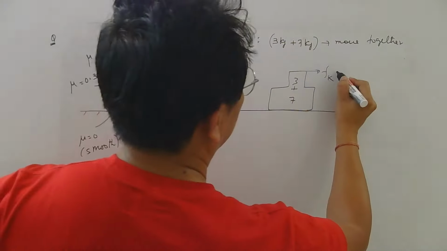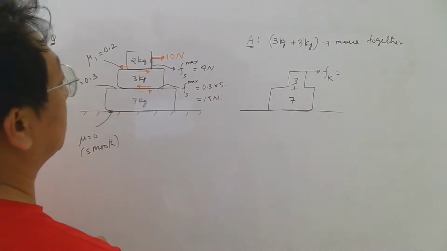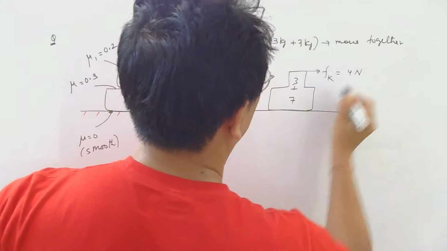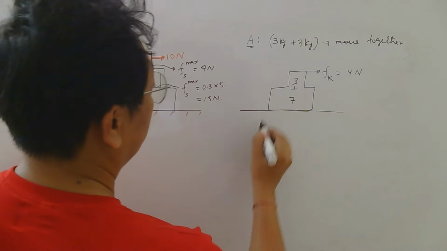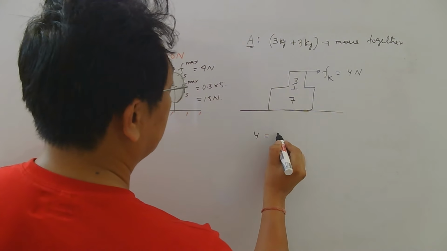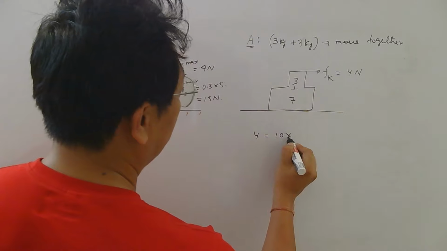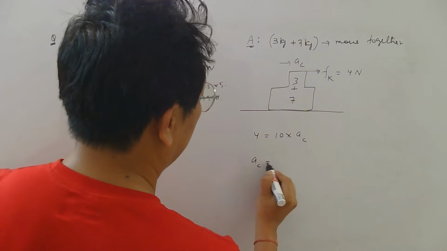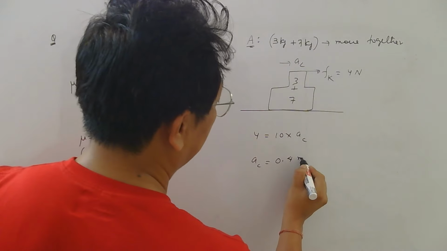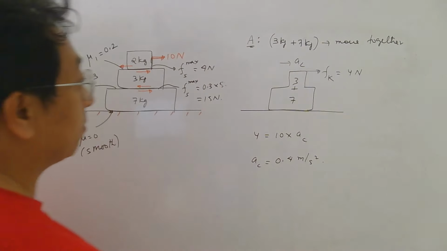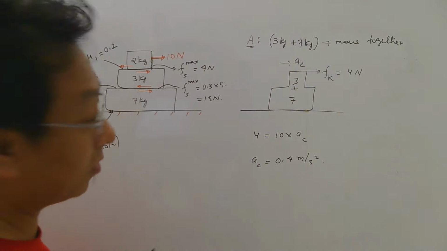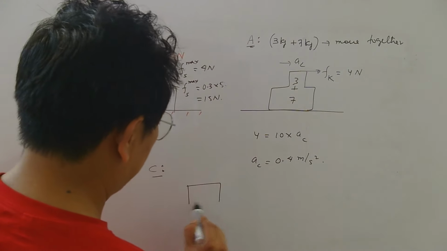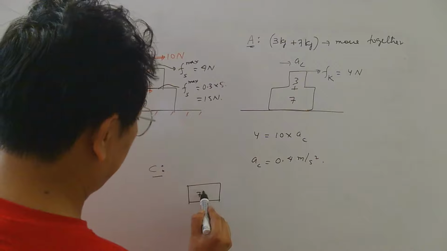And if slipping is happening, then friction will be kinetic. So kinetic friction is equal to how much? Here it's the same as maximum static friction, 4 Newton. So 4 should be equal to mass 10 into A common. So A common will be 0.4 meter per second square. But we need to check whether this is possible or not. So to check, choose the 7 kg as your system, the easier one.